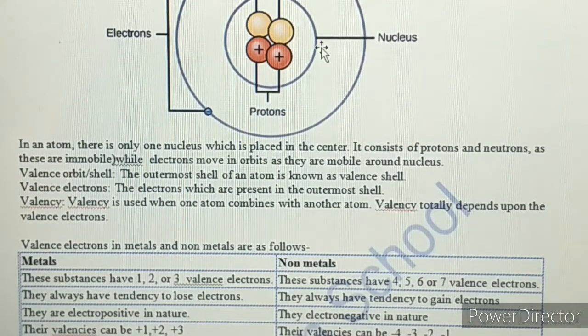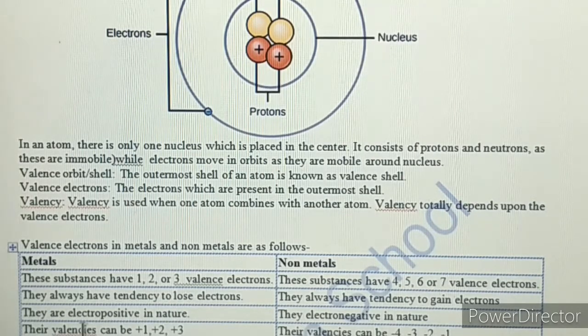If they are gaining negative electrons, they are taking electrons, then what happens? Electrons will be more in number, and if the electrons are more in number, more negatively charged particles are there in the atom. So we can say that non-metals are electronegative in nature. Have you understood, children?